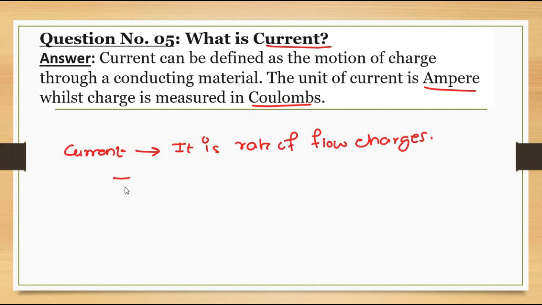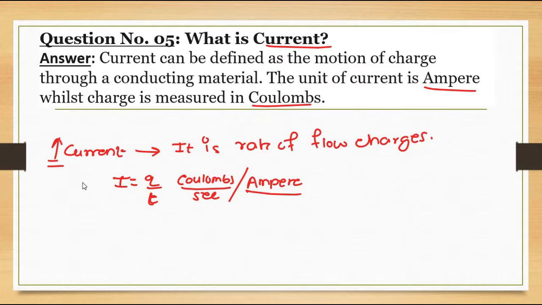which can be written as I is equal to Q upon T, which is charge flowing through a conductor per unit time. The unit of charge is coulombs and the unit of time is second. So the unit of current will be coulomb per second, or you can directly say it as ampere. The higher the rate of flow of charges, the higher will be the current. Let us see our next question.